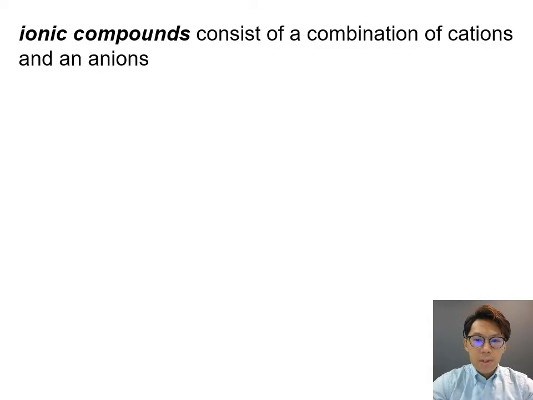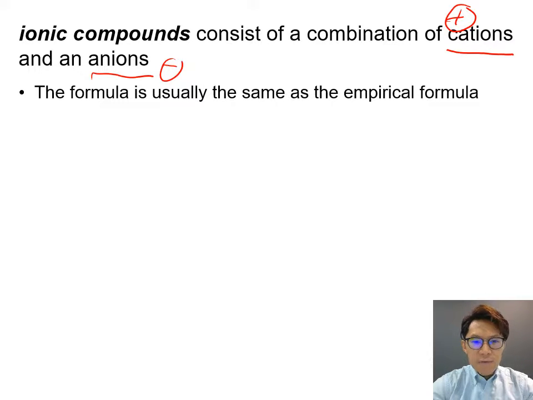An ionic compound consists of a combination of cations and anions. As you learned previously, cations are those ions with positive charge, and anions are those ions that come with negative charge. The formula is usually the same as the empirical formula. I can give one example, like NaCl, sodium chloride. We would not write Na2Cl2, because the formula shows NaCl in the simplest ratio, so it's an empirical formula.